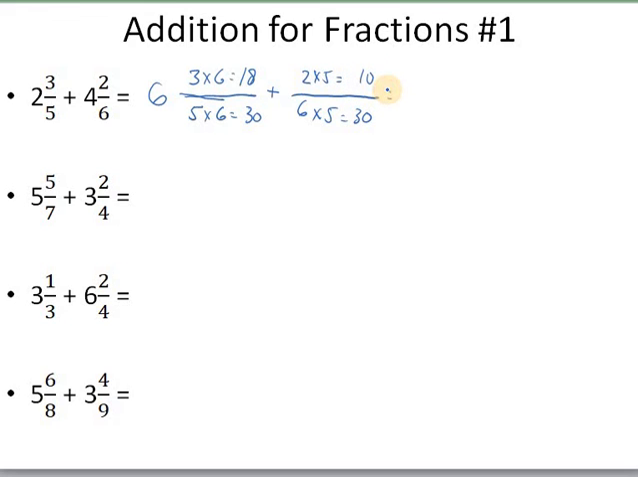Now after that you just add up, which is 28 out of 30, and then simplify it. I think you just divide by 2. You will have 14 out of 15.